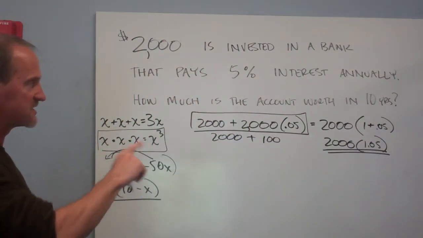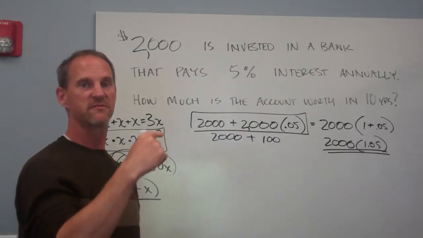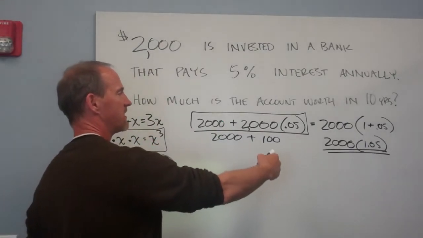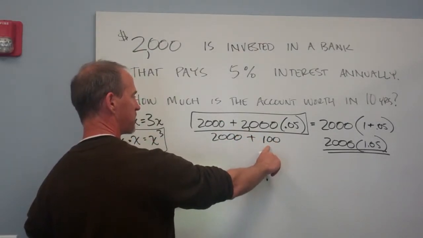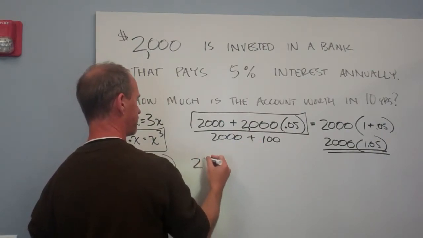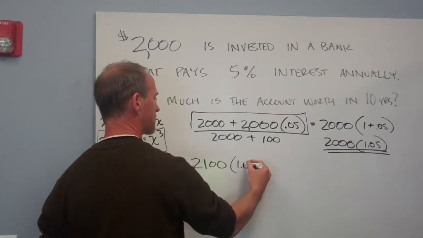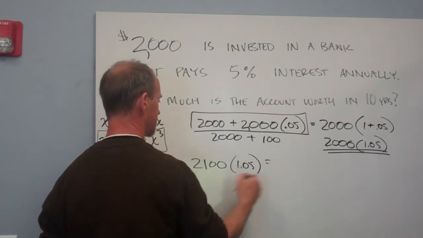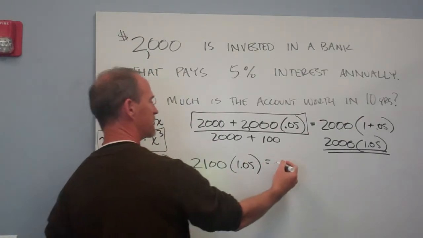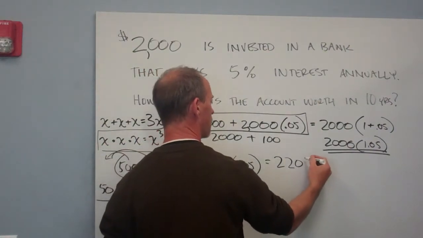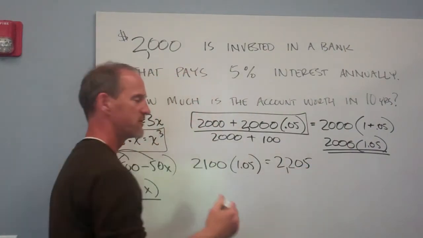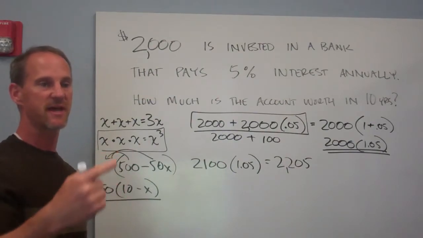Well, we're going to do this. This is after only 1 year, so we're going to do this multiple years. So you take your $2,100 the next year, and you're going to do the same thing. You're going to multiply this by 0.05. And you'll get, in this case, if you do the math, I think you'd get 2205. All right? So that would be how much money you'd have at the end of the second year.